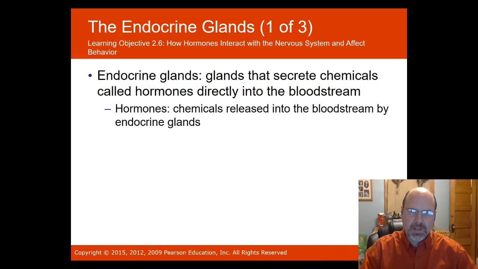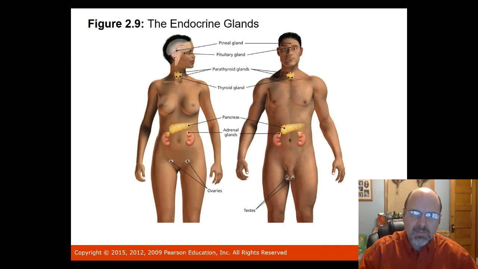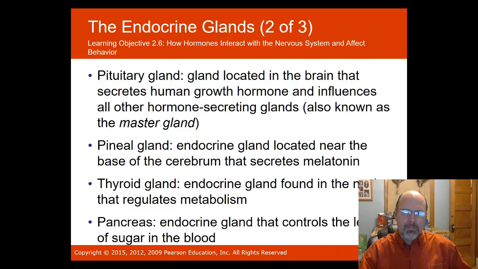Now, the endocrine glands are glands that secrete chemicals called hormones directly into the bloodstream. These chemicals are released by the endocrine glands. The glands include the pineal gland, pituitary gland, parathyroid gland, thyroid gland, pancreas, adrenal glands above your kidneys, and your ovaries or testes, depending if you're female or male. This explains how each gland secretes different hormones and what they do.